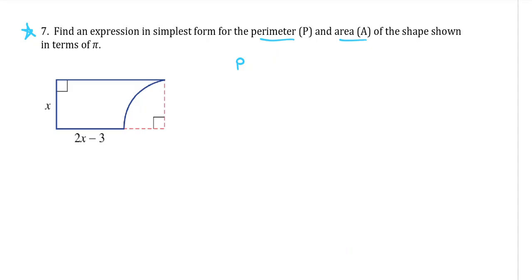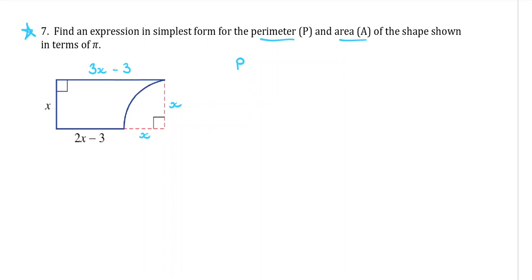So the perimeter of the shape, we have the 2x minus 3 and we have the x here. If that's x, then that side there must also be x. And this side here must also be x. So that's a sector there of our circle. And that means that this long side across the back here would have to be 2x plus x, which is 3x, minus 3. So I know the straight sides. I don't have the shorter side, the curvy side there, sorry, yet.